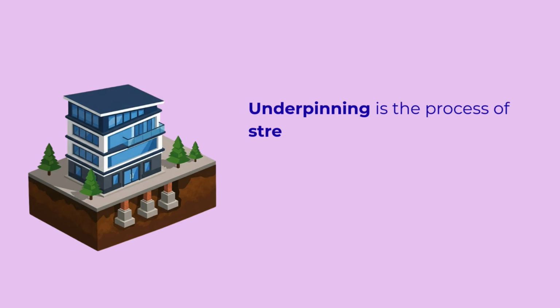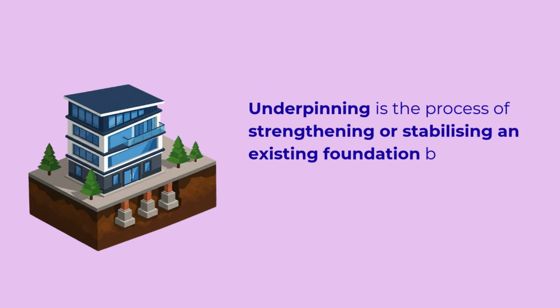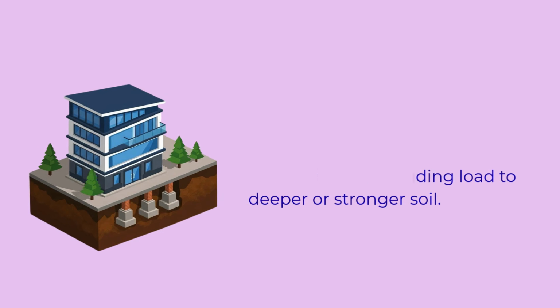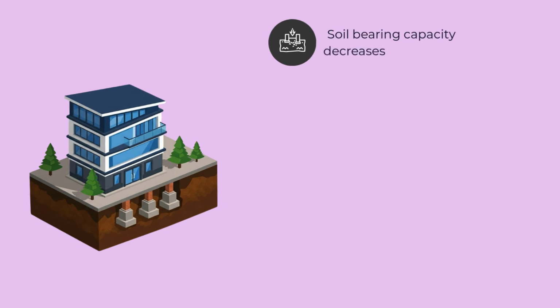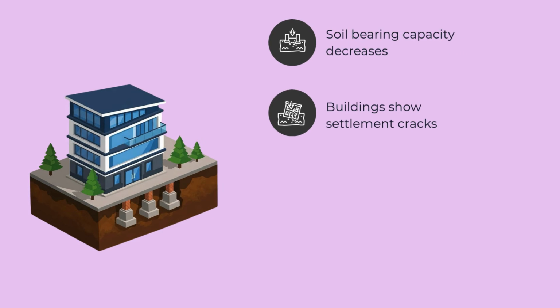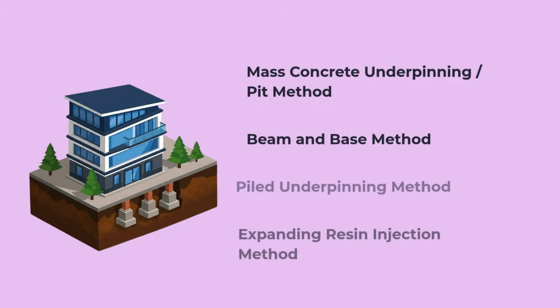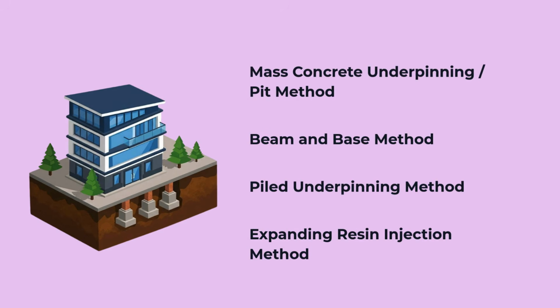Underpinning is the process of strengthening or stabilizing an existing foundation by transferring the building load to deeper or stronger soil. This is commonly required when soil-bearing capacity decreases, buildings show settlement cracks, additional floors are planned, and nearby excavation weakens foundations. Now let's explore the most important underpinning methods.